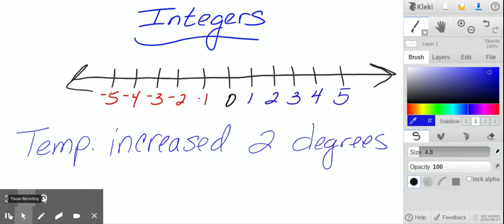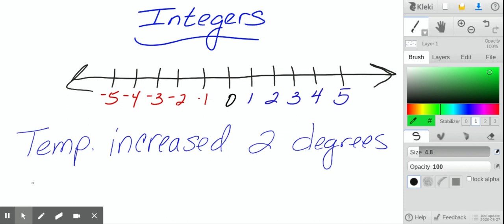Okay, a few more examples. Let's say we said that the temperature increased by 2 degrees. So if the temperature increased by 2 degrees, how can I represent that as an integer? Would that be a +2 or would that be a -2? Well, if it's increasing, we would say that that is a +2. Or remember, we can just write the number 2 when it's positive.